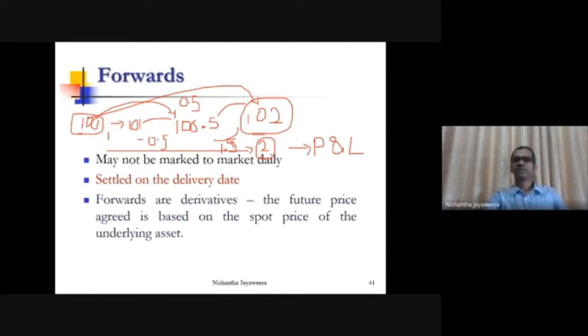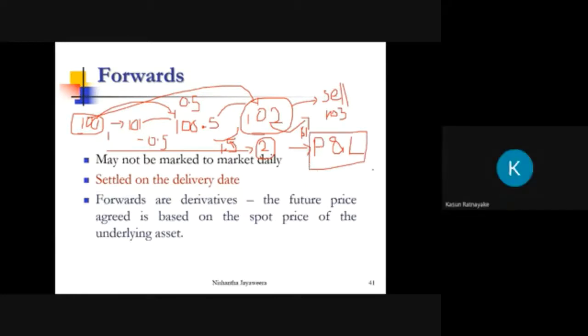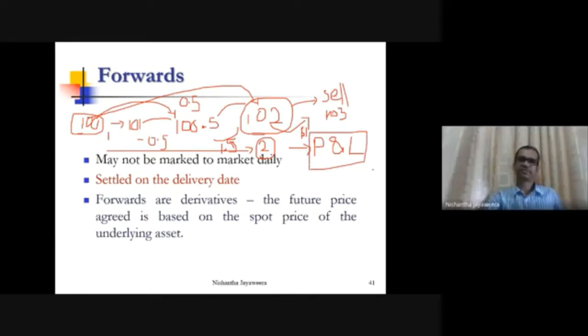So say next day you sell this bond at 103. From 102 to 103, 1 rupee profit will be realized. And with this accumulated mark to market figure, all 3 rupees will be reflected in the P&L. Under trading income, sir? Trading account, yes.